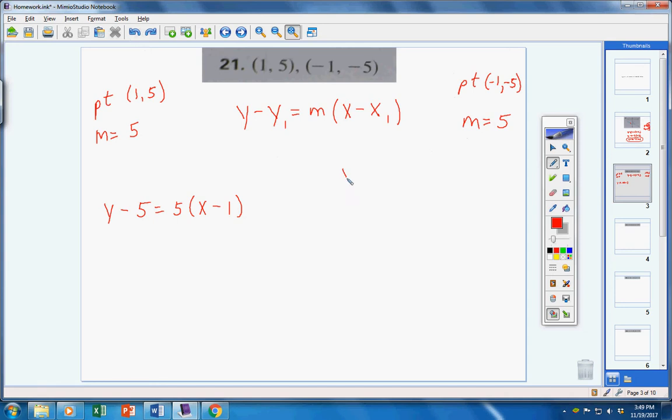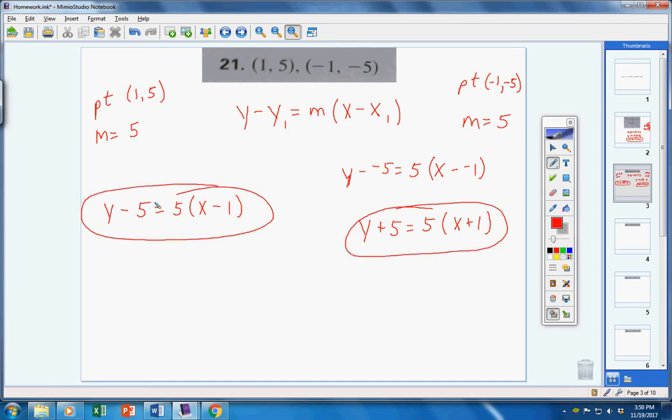You would get y minus negative 5, equals 5 parentheses x minus negative 1. So your final answer would be y plus 5 equals 5 parentheses x plus 1. On a test or a quiz, I would accept either one of those two answers, okay? Either one of those are fine. And by the way, did you know they're the exact same equation? Let me prove that to you.